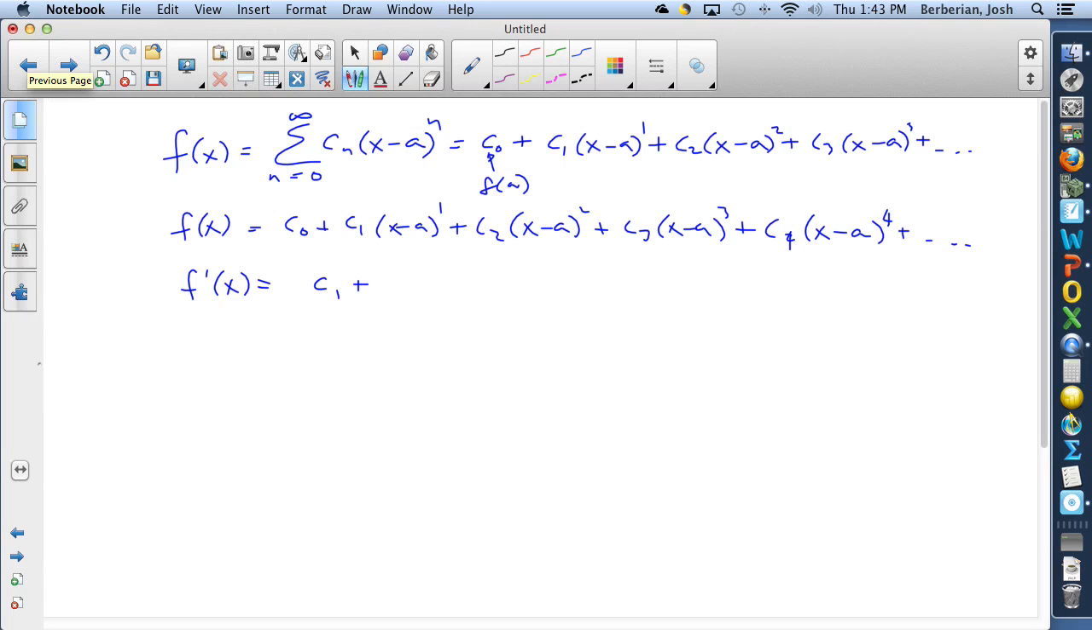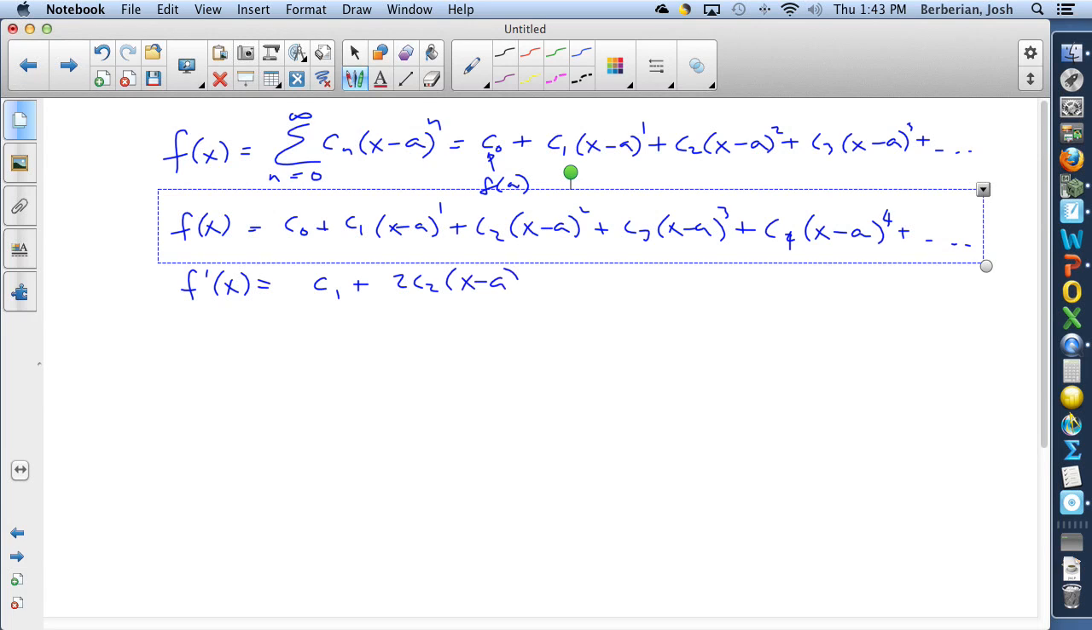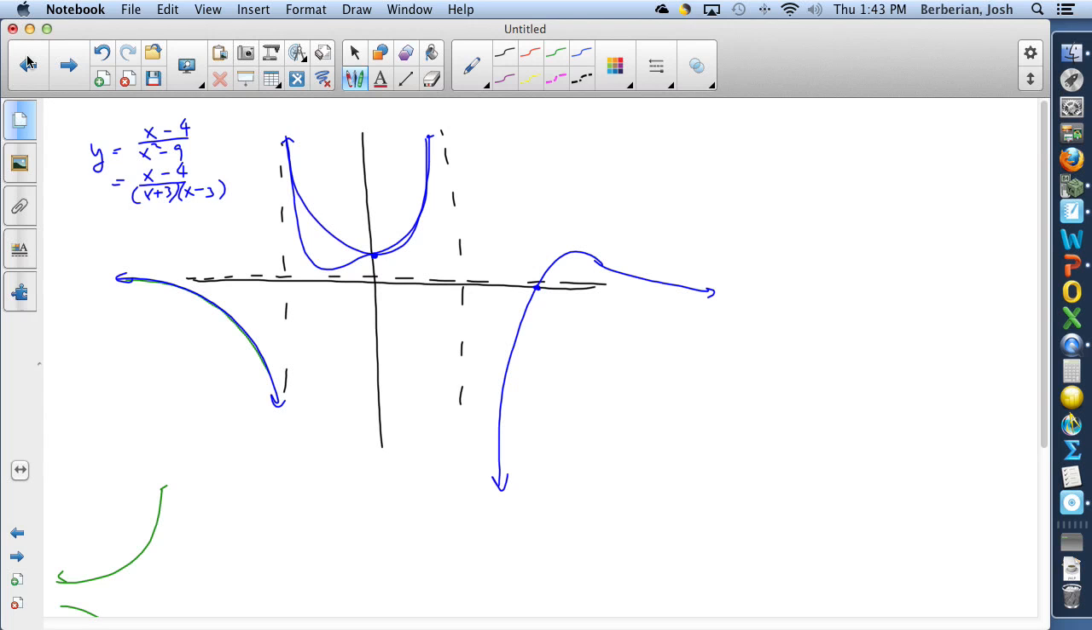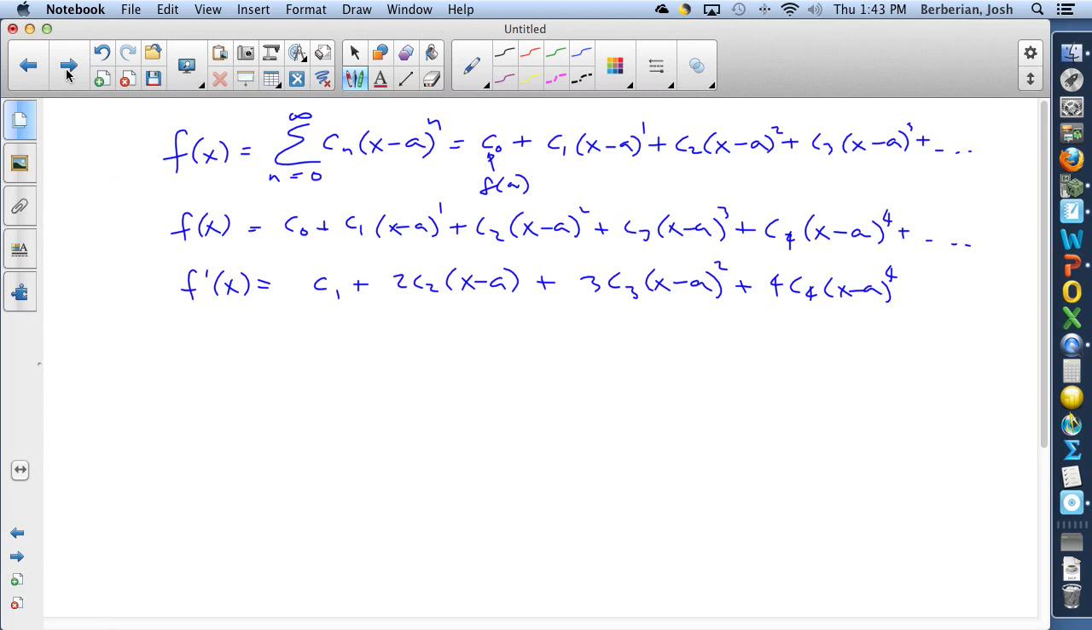The derivative of this term? C2 times (x minus a) raised to the first. Okay. 3 C3 times (x minus a) squared.